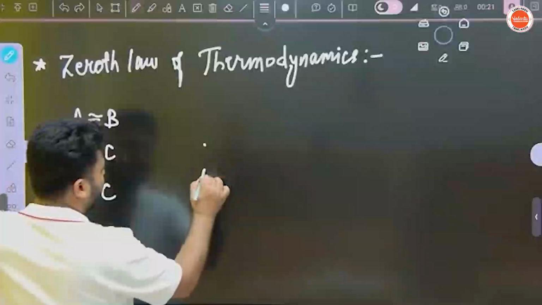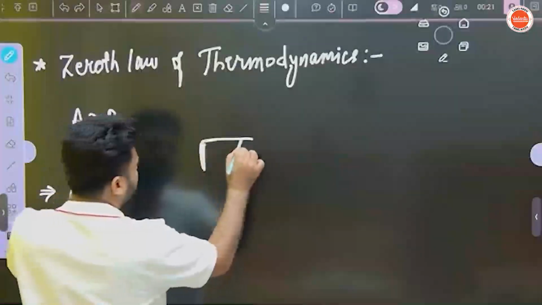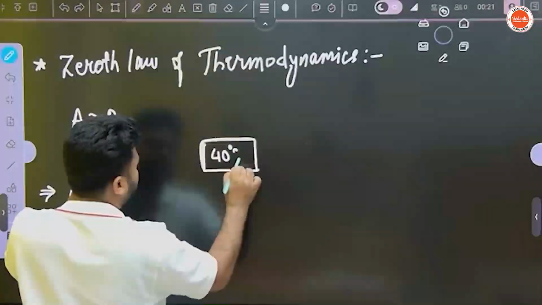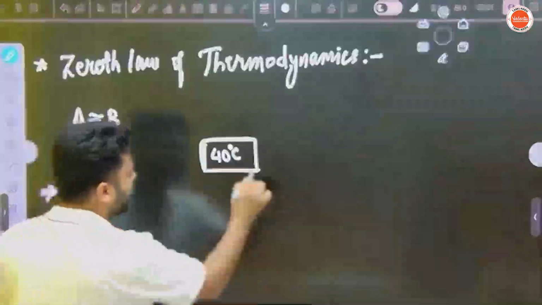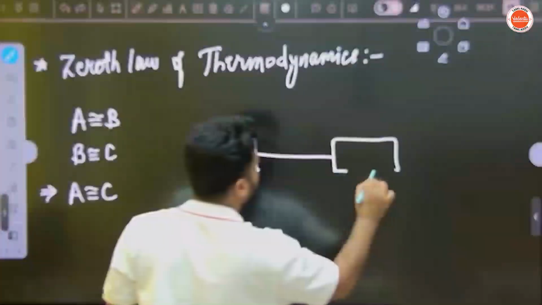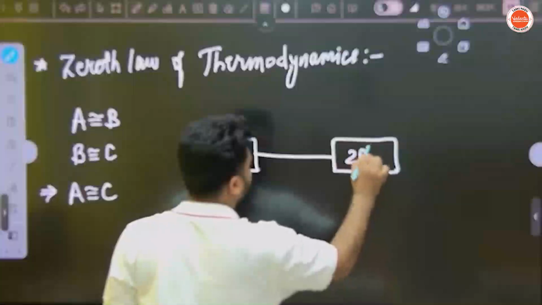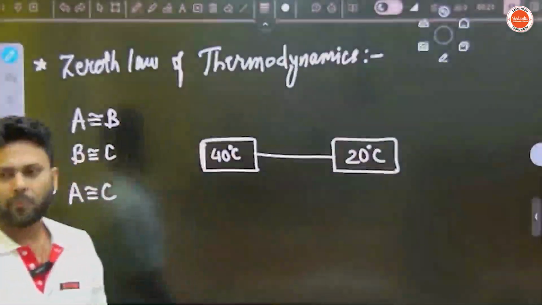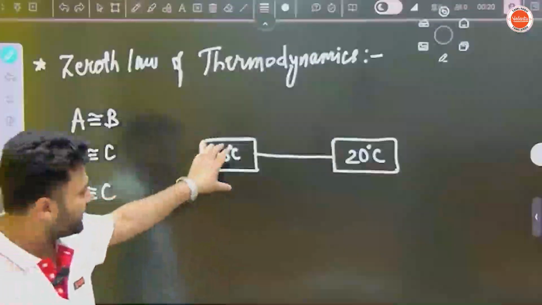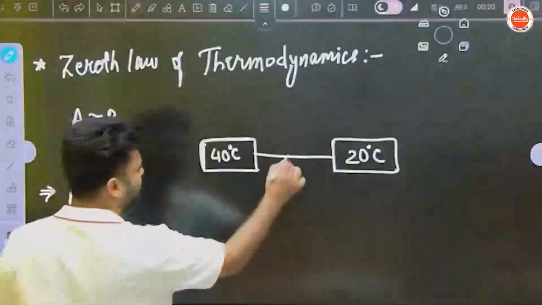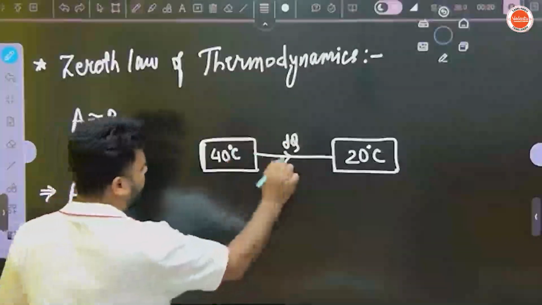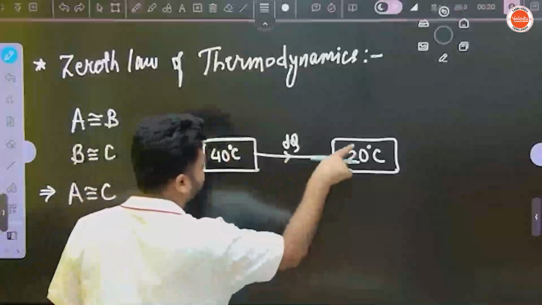Suppose there is a body with a temperature of 40 degrees Celsius. I connect this body with a rod to another body whose temperature is 20 degrees Celsius. What will happen? Its temperature will change. Heat will flow from high temperature to low temperature, so heat will flow like this. Now if heat flows, this will cool down, and heat goes to this, so this will heat up.